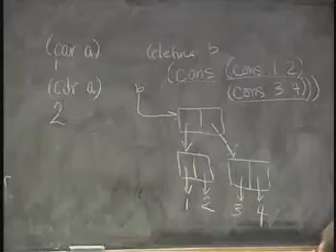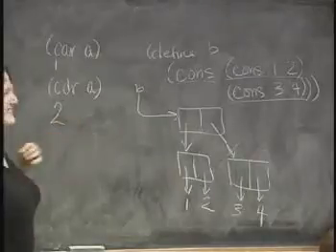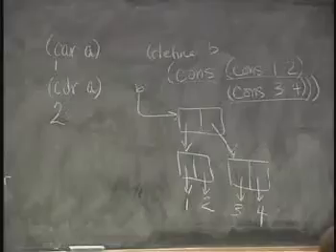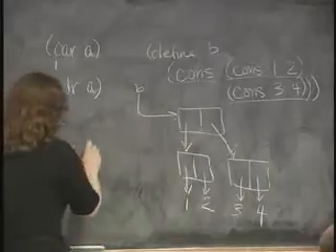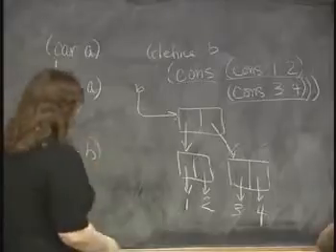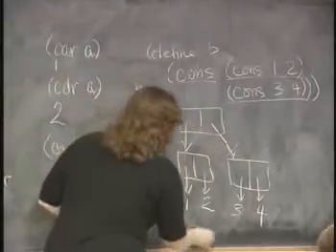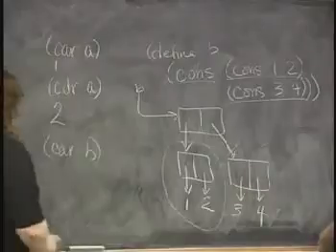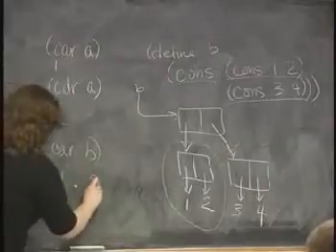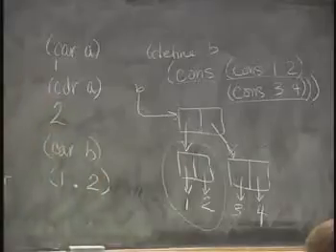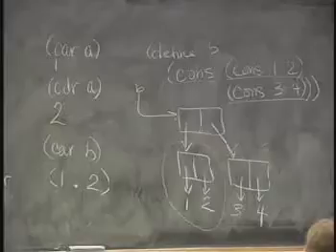What's the car of B? Well, it's this here. The way that Scheme prints a pair is with a dot: 1 . 2. When you ask for the value here, the value it'll return is (1 . 2) in parentheses.